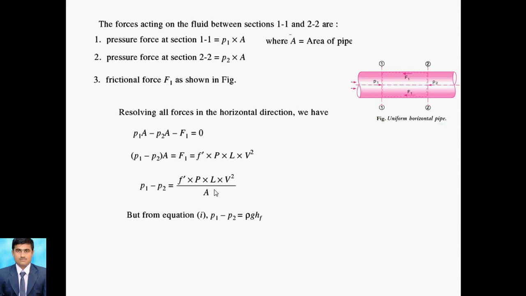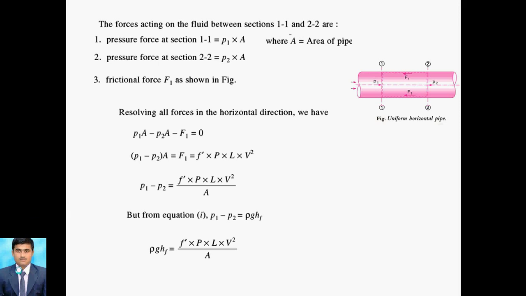Now we go to equation number 1, that is (P1 minus P2) by rho g is equal to HF. So that means P1 minus P2 is equal to rho g HF. So instead of P1 minus P2 we can write rho g HF is equal to F dash PLV square by A. So here this P1 minus P2 we can replace by rho g HF, and F dash is as it is, PLV square upon A. Then we can solve for HF.